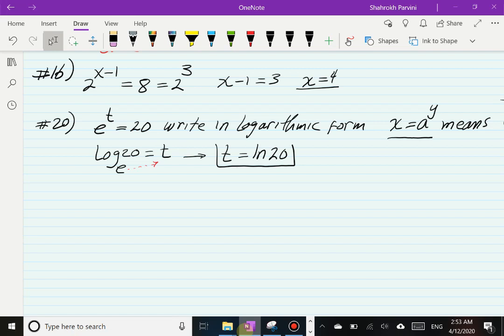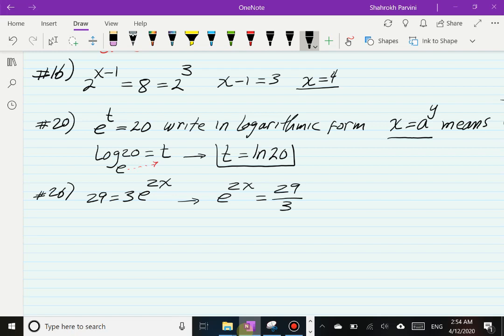Okay. So here again was a case where the exponential equation had different bases on either side. Let's take a look at number 26. In exercise number 26, we are given 29 is equal to 3e to 2x. So first I'm going to isolate the exponential function by itself. So that means e to 2x is equal to, divide both sides by 3. And I swapped out the position. What's on the left, move to the right. What's on the right, I move to the left. So nevertheless, I divided both sides by 3.